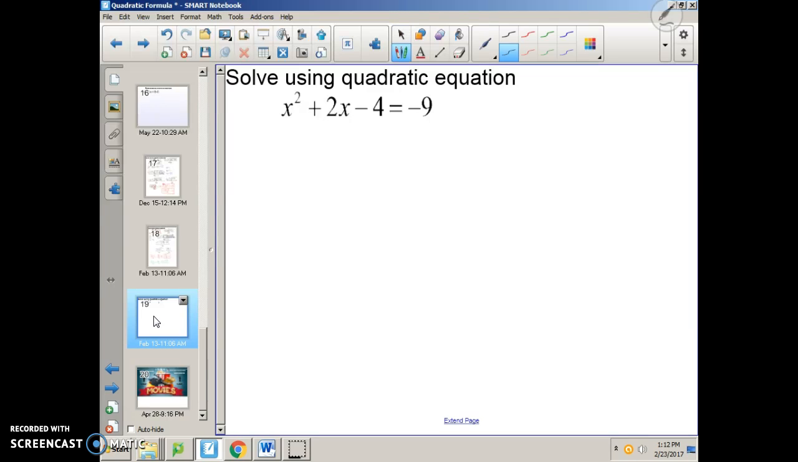Okay, same thing here. Does this equal 0? Nope, it does not. So get rid of that negative 9 by adding. It can combine with the 4. You might have an x or an x squared that can combine. In this case, it doesn't. x squared plus 2x. Negative 4 plus 9 is positive 5.